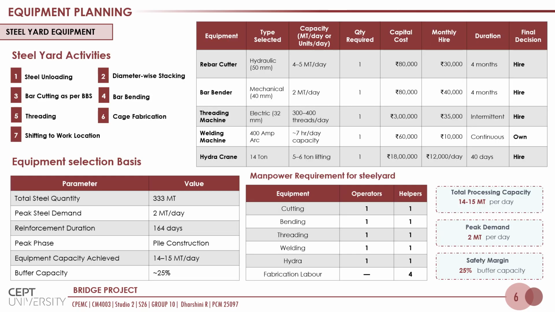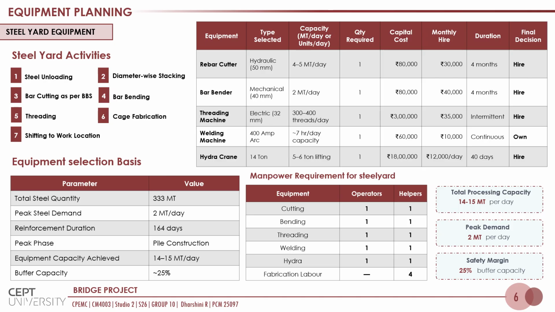This slide explains the reinforcement processing and steel yard planning. The reinforcement workflow included unloading, stacking, cutting, bending, threading, cage fabrication, and shifting to work locations. Equipment such as bar cutters, bar benders, threading machines, welding machines, and hydra cranes were selected based on daily reinforcement demand. The project required approximately 333 metric tons of steel with a peak demand of 2 metric tons per day.